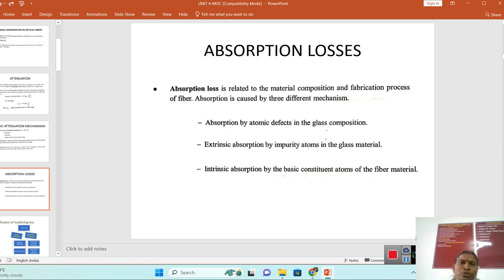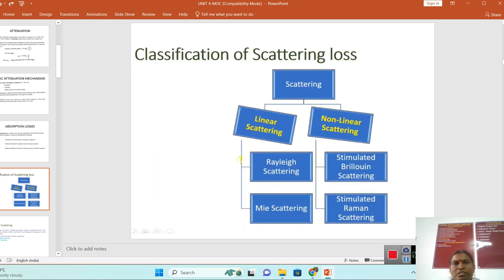First, initially we are going to see about absorption losses. Absorption loss is related to the material composition and fabrication process of a fiber. Absorption may be caused by three different mechanisms. One is absorption by atomic defects in the glass composition. Second is extrinsic absorption by impurity atoms in the glass material. Third is intrinsic absorption by the constituent atoms of the fiber material.